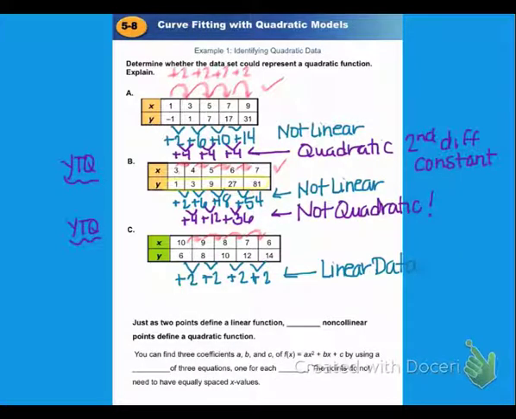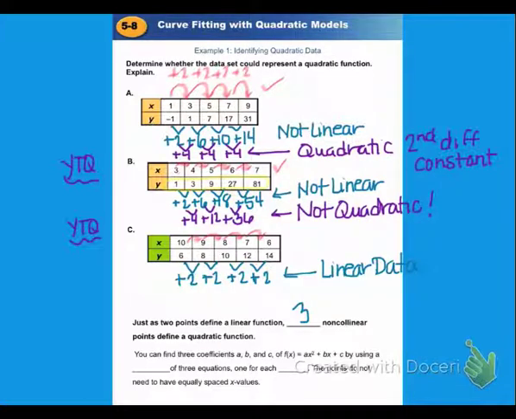Now, speaking of lines, when we wanted to write an equation for a line, we could accomplish that being given just as little as 2 ordered pairs on that line. So just as 2 points find a linear function, actually 3 non-collinear points define a quadratic function. So if we wanted to write a quadratic function, we'd have to know at least 3 ordered pairs that lie on the curve that's the parabola.